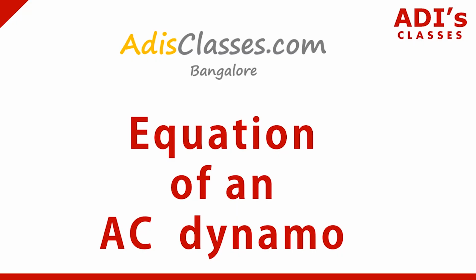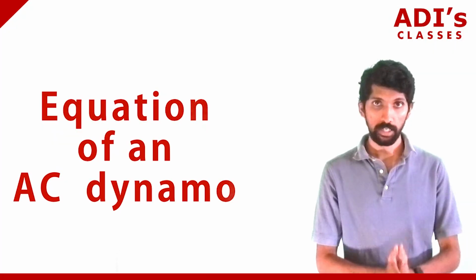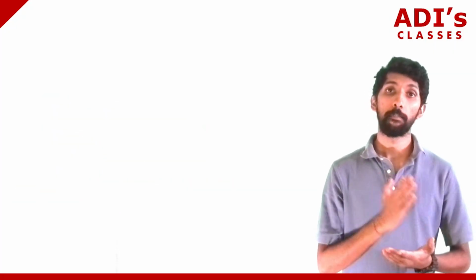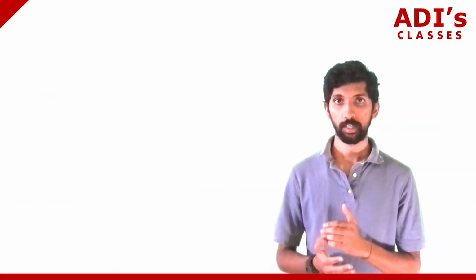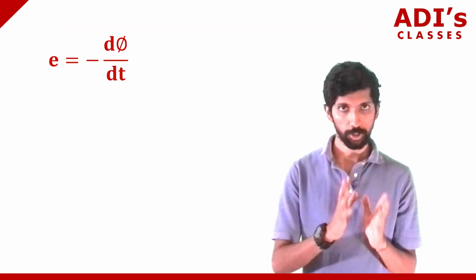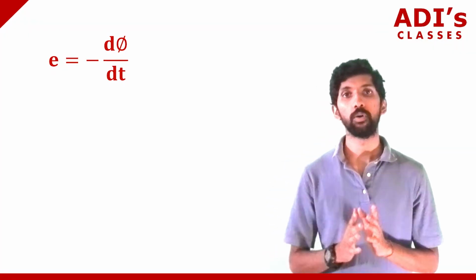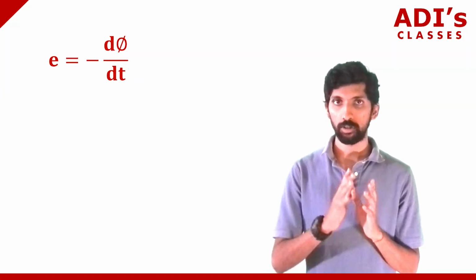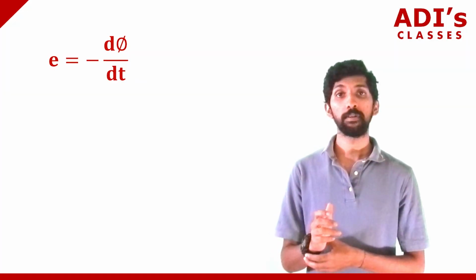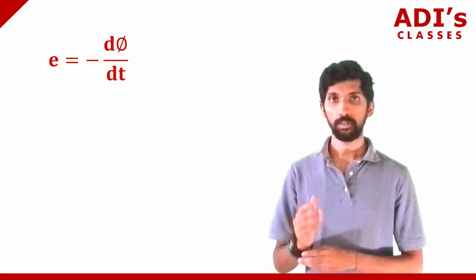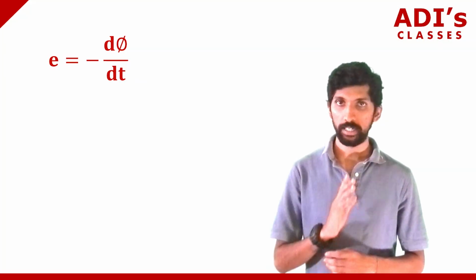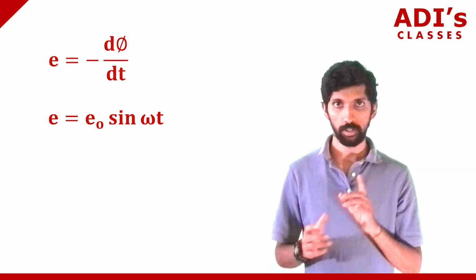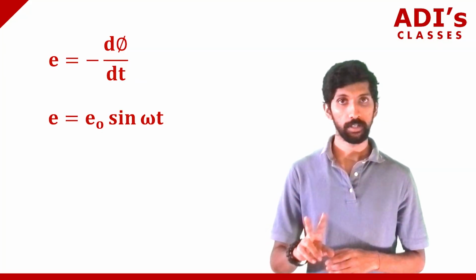Now the mathematical expression. The first thing we need to know is that the induced EMF, E, is nothing but minus d phi by dt, correct? Okay, now this is equation number 1. Now what we know is the EMF we are getting is basically a sinusoidal wave, right? Now the EMF will be given by E is equal to E naught sine omega t, alright, because it's a sinusoidal wave. Now here two very important things.